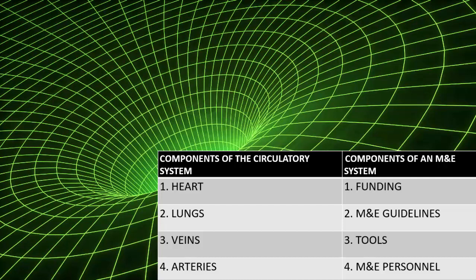So for an M&E system, what are the components, guys? Well, first things first is the funding. I really don't want to talk so much about this because it's obvious. Money makes the world go round. Without it, you can't do anything. You'd just be stagnant. You won't be moving.